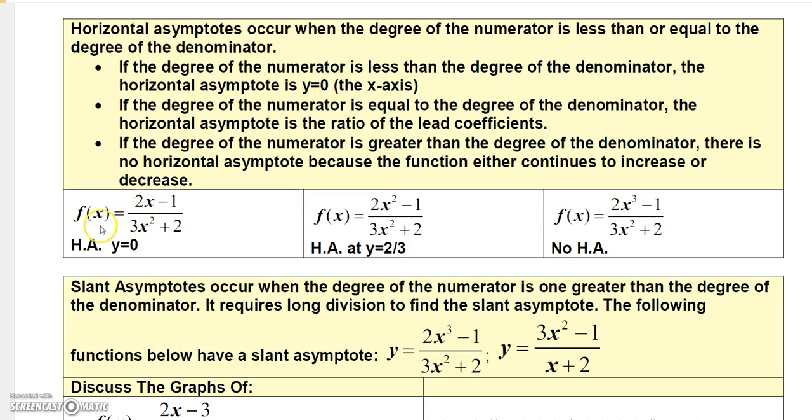So if you take a look at this function, f of x equals 2x minus 1 over 3x squared plus 2, you'll notice that the degree of the top is 1. Remember, this has an exponent of 1. So the degree of the top is 1, and the degree of the bottom is 2. So in that case, the degree of the numerator is less than the degree of the denominator. Therefore, the horizontal asymptote would be the line y equals 0, which is the x-axis.